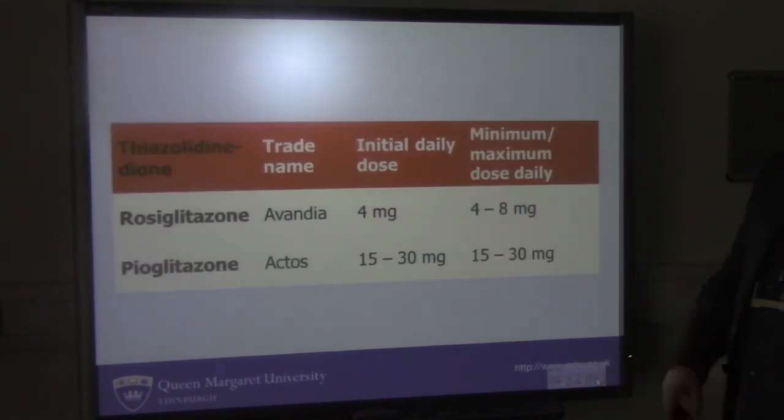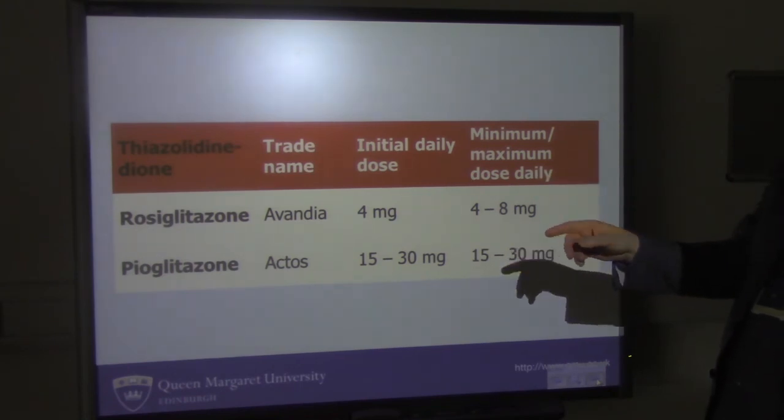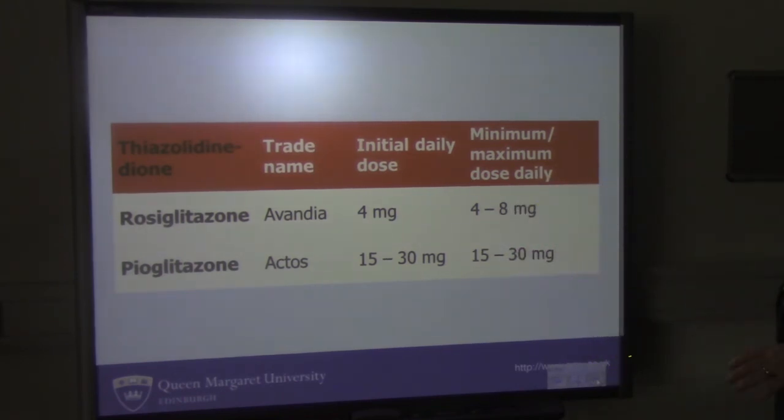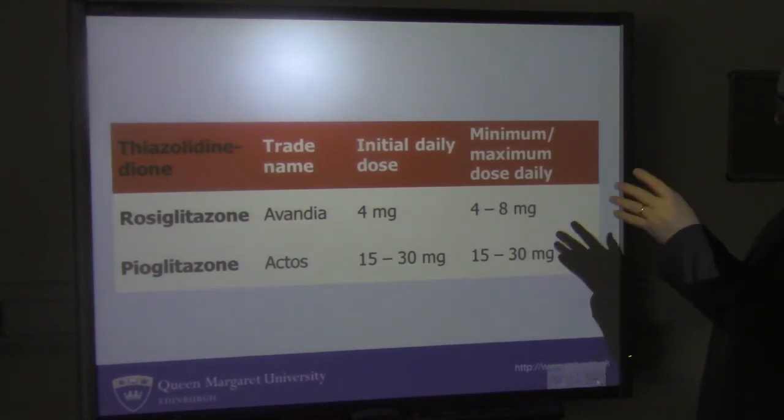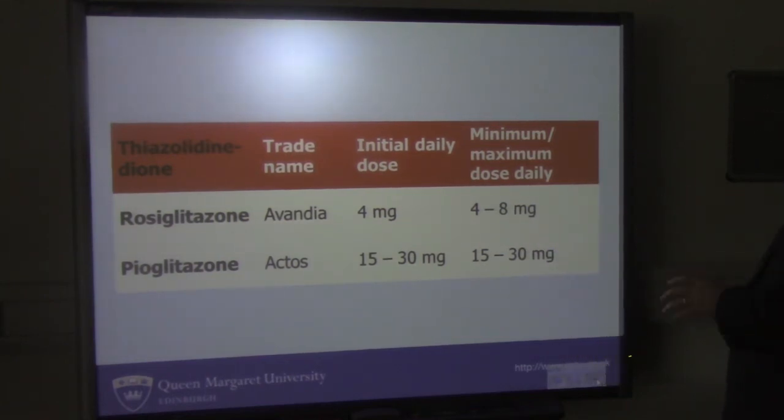So then we've got rosiglitazone and pioglitazone. Again, you see the commonality there. These drugs, the TZDs, have the glitazone ending. And again, I've got a couple of trade name examples there, so if you come across them, you'll know the names to look out for.